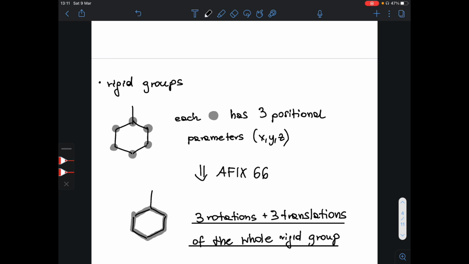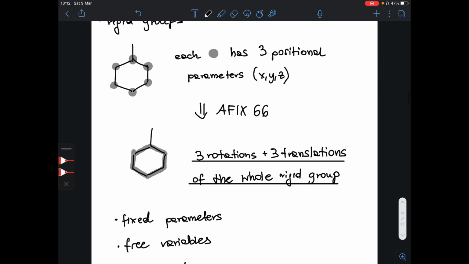But if we use a constraint called AFIX 66, we constrain these six atoms to be a regular hexagon with a bond length of 1.39, I think, by default. And we reduce the parameters now, because to define this rigid group, we only need 3 atoms. The parameters related to that rigid group are now 3 rotations and 3 translations of the whole rigid group, not of all the individual atoms. It's pretty useful.